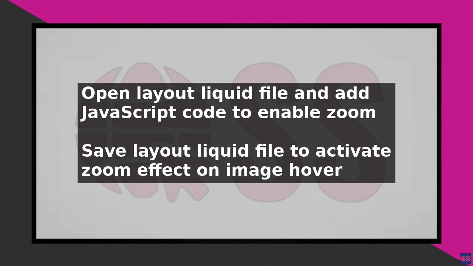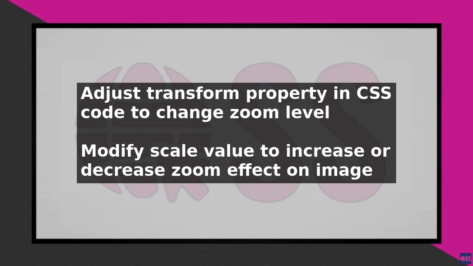You can adjust the zoom level by modifying the CSS code. To do this, go back to the theme.liquid file and adjust the transform property in the CSS code. For example, you can change the transform property to scale(1.5) to increase the zoom level.